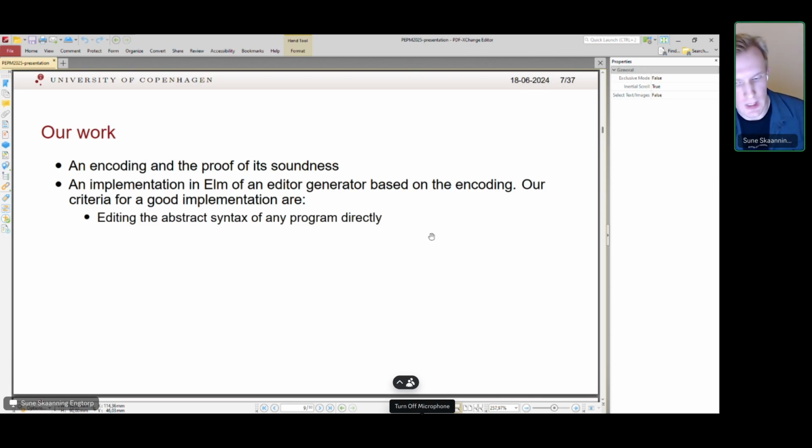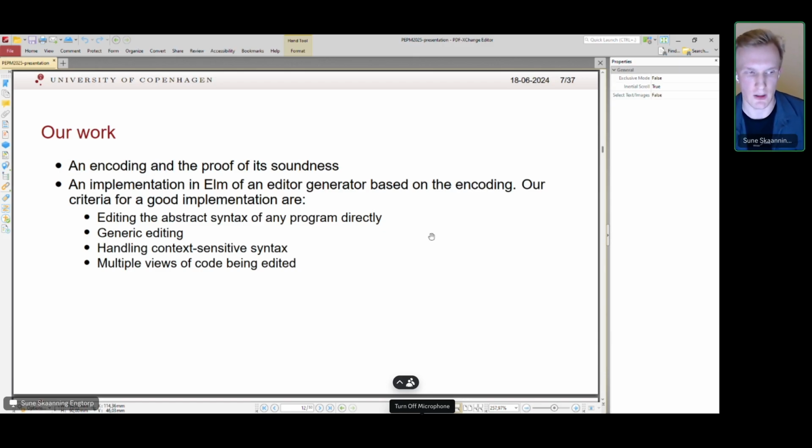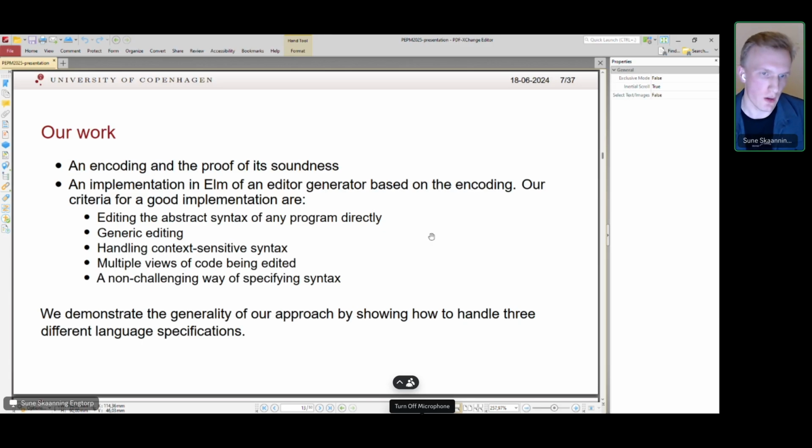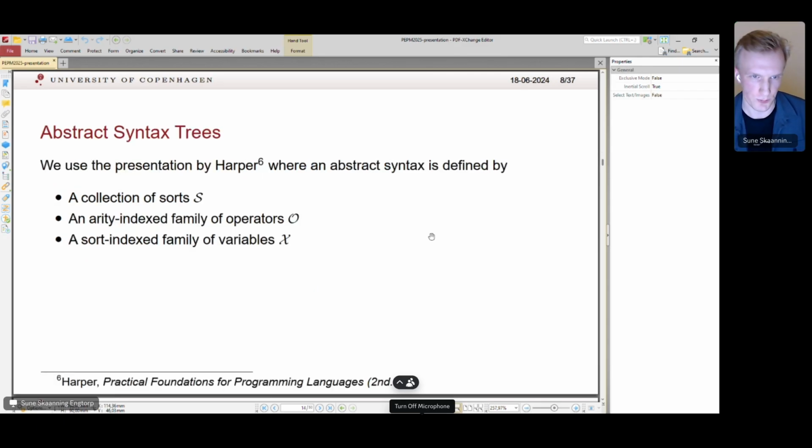And our criteria for a good implementation are that we want to edit the abstract syntax of any program directly, and we want generic editing in the sense that we want to be able to edit the program of any given language given by its abstract syntax. We want to be able to handle context-sensitive syntax. And we want multiple views of the code being edited, for example, a tree structure or a pretty-printed view. And lastly, we want a non-challenging way of specifying the abstract syntax. We also demonstrate the generality of our approach by showing how to handle three different language specifications.